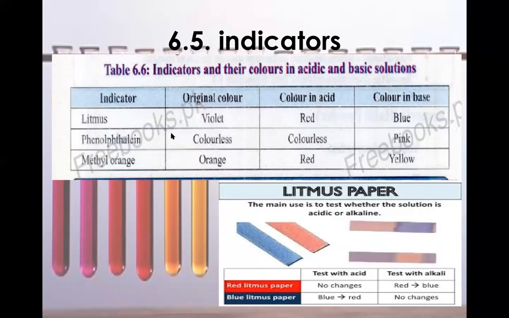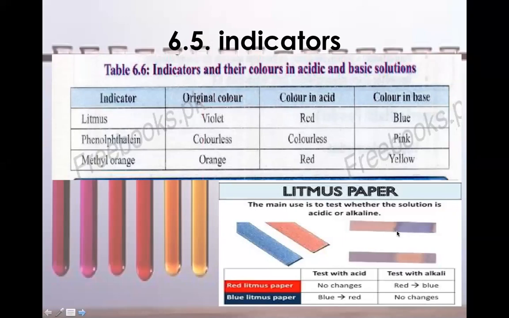Alright, you have to learn this table. Rather, this table has been given again and again in your exercise. The original color of phenolphthalein is basically it's having no color, right? And what happens when it is in acid? It remains colorless, but in a base it moves towards the pink color. It changes its color and moves towards pink. All right. इसी तरीके से methyl orange has an orange color. All right. Its color in acid solution is red, whereas color in basic solution is yellow.